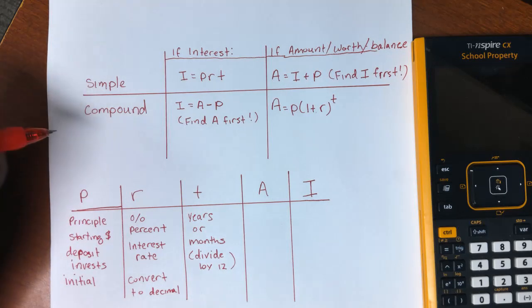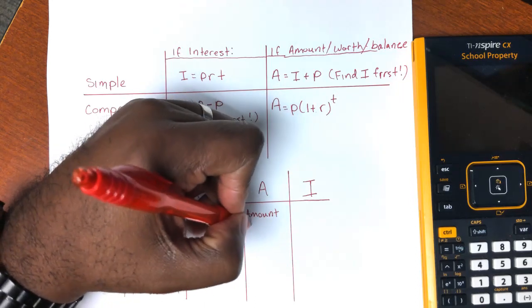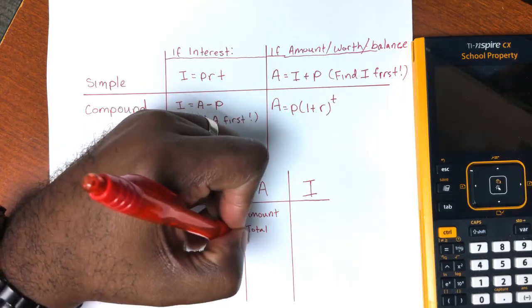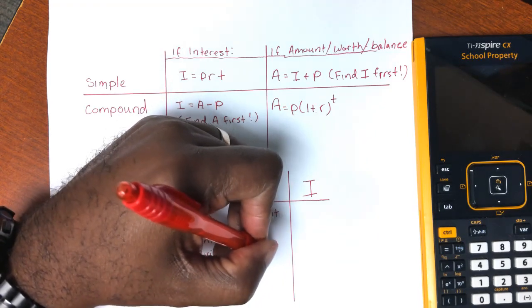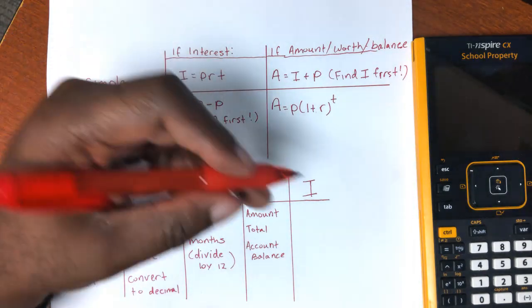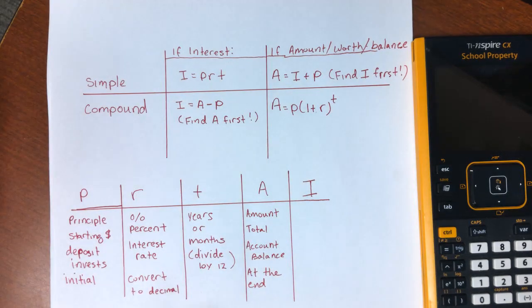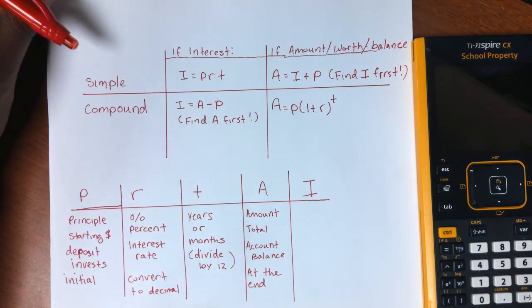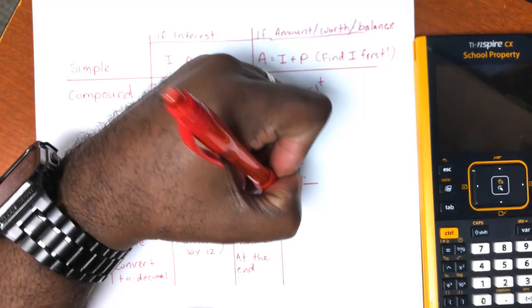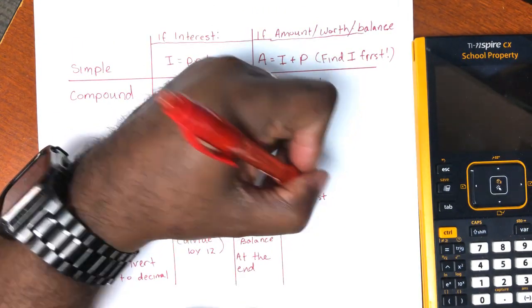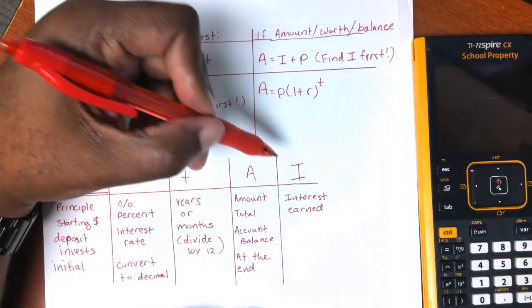For A, it's going to be your amount, your total, account balance, at the end. Any of those words would tell you that that's your amount, that's your A. Okay, let's go on to I. This is interest earned. Usually it's connected to percent.